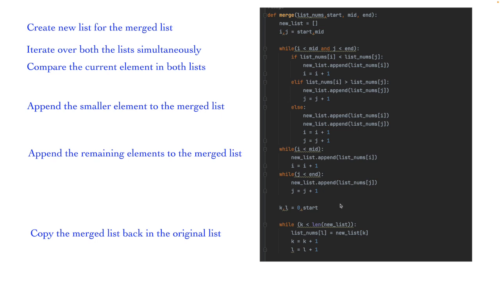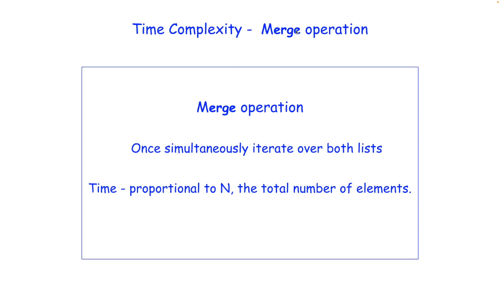Now we are done looking at the merge function as well as the merge sort function, which is a recursive function. Now let's look at the time complexity for merge sort. Let's first consider the runtime for the merge operation. In the merge operation, we iterate over both the lists simultaneously and we create a third list as we saw in our example and in the program. This takes time proportional to the total number of elements in both the lists.